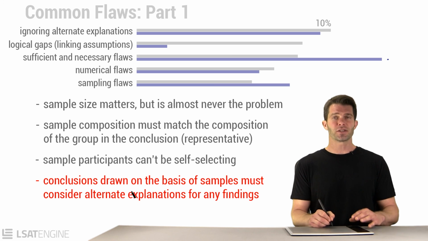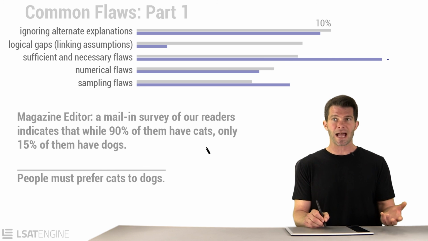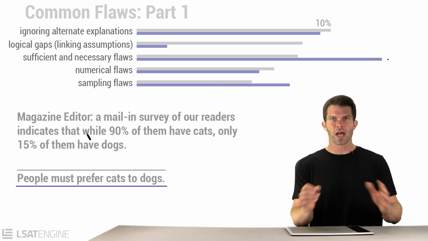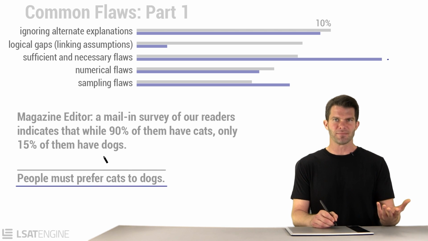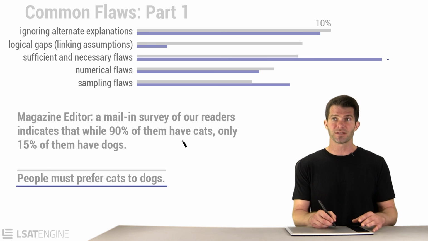And finally, you have to consider alternate explanations for any survey data that you find. So for example, if we have a magazine and we do a mail-in survey, 90% of people say they own a cat and only 15% of people say they have dogs. That doesn't necessarily mean that people prefer cats to dogs, unless this is like a general circulation magazine, like Time magazine or People magazine. If this is Cat Fancy magazine, that could explain our data. Or if it's a magazine for people who live in small apartments, that could explain why they have more cats than dogs. So it's always important to consider alternate explanations for any findings of your survey.